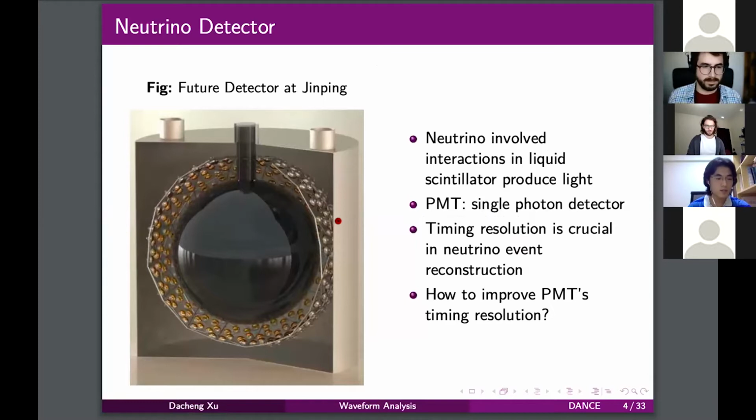And we need to study the neutrino-involved interactions to understand the properties of neutrinos. A lot of interactions can be revealed by light glowed from the liquid scintillator. And we need to record the time and amount of photons which hit the PMTs, which is shown here. And the time resolution is crucial in neutrino event reconstruction. So the question is how we can improve it.